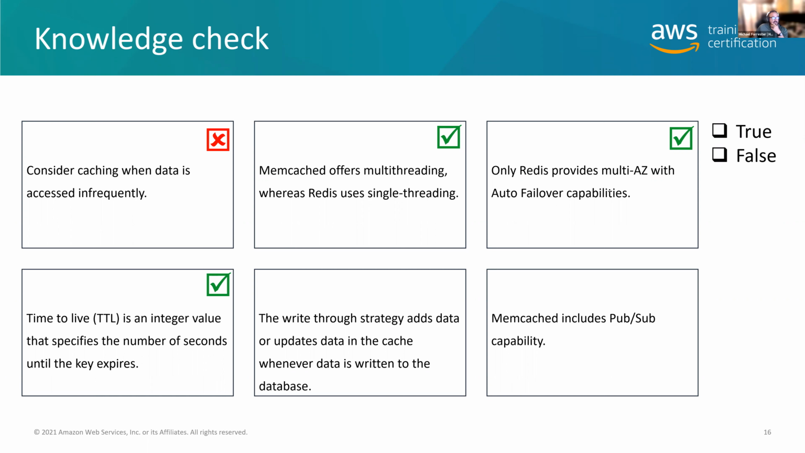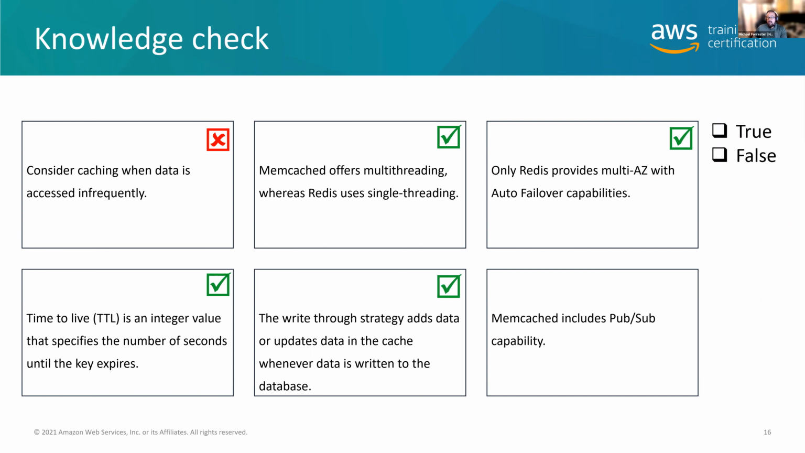All right, number 5. The write-through strategy adds data or updates data in the cache whenever data is written to the database. Is that what the write-through strategy is? Does it update the data in the cache every time we write to the database? Is that true or false? Yeah, that's exactly right. Write-through says, look, when I write, I'm going to write through the cache, which means everything I write to the database, I'm going to write to the cache.